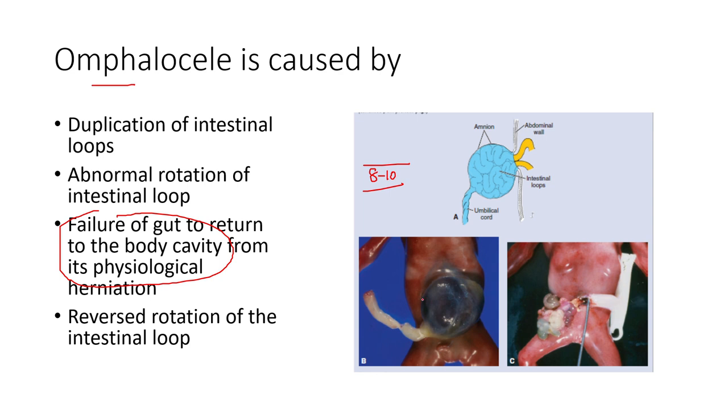So here there are two pictures. One is omphalocele, one is gastroschisis. So how we can differentiate is, here the intestinal loops are covered with amnion. Here you can see the shiny membrane amnion, whereas here the intestinal loops are not covered with amnion, and usually omphalocele is seen at the umbilical cord and gastroschisis is seen to the right of the umbilical cord.